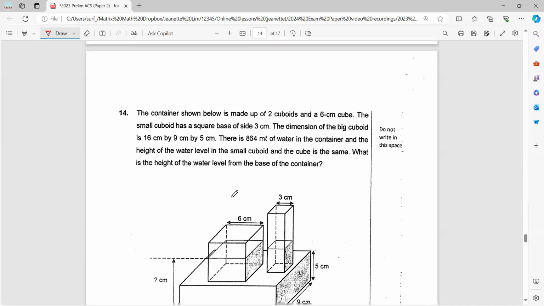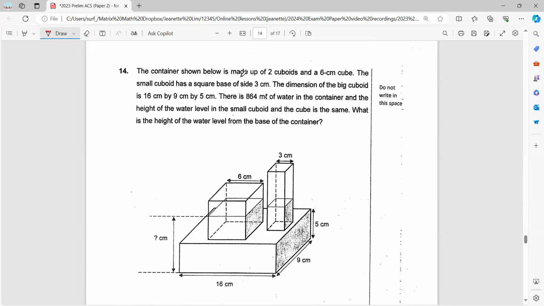So let's look at question 14. The container shown is made up of 2 cuboids and a 6 cm cube. So this is a cube, this is a cuboid, cuboid. The small cuboid, which is the top one, has a square base of 3 cm. The dimension of the big cuboid is 16 by 9 by 5.